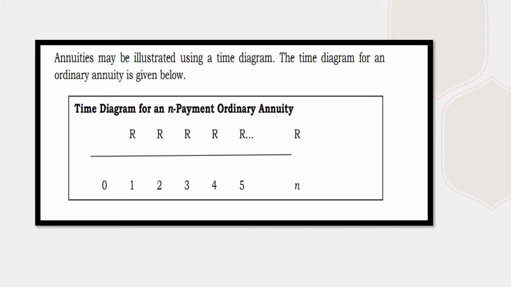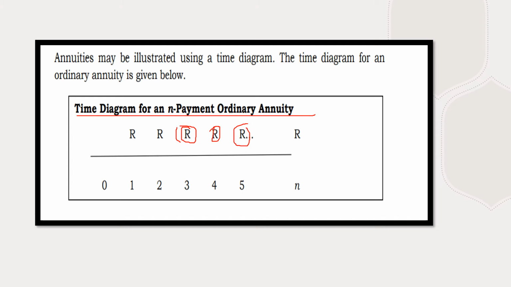Annuities can be illustrated using a time diagram. The time diagram for an ordinary annuity is given. So with this diagram, for an end payment ordinary annuity, here are the periodic payments. So ito yung ibabayad mo. Yung amount na ibabayad every period.